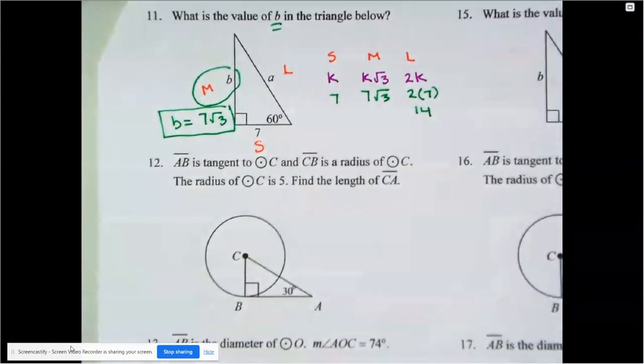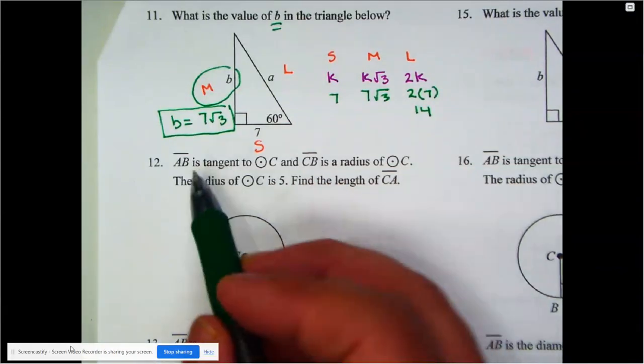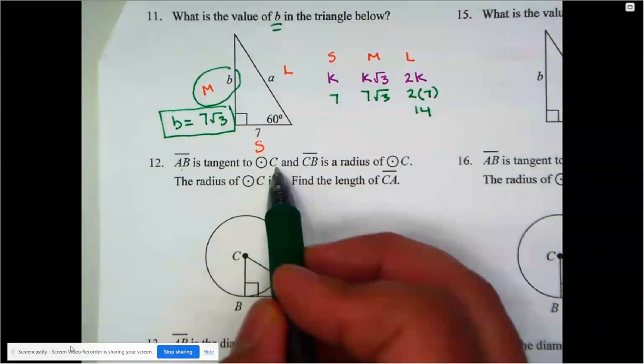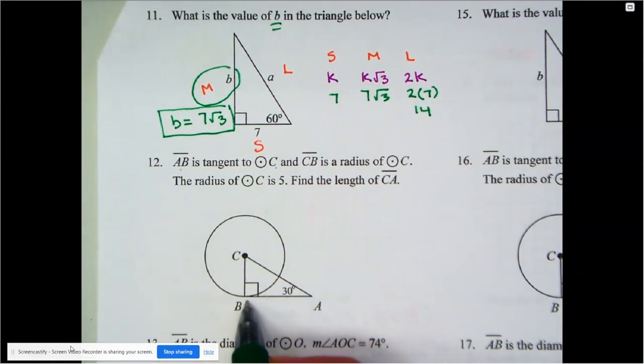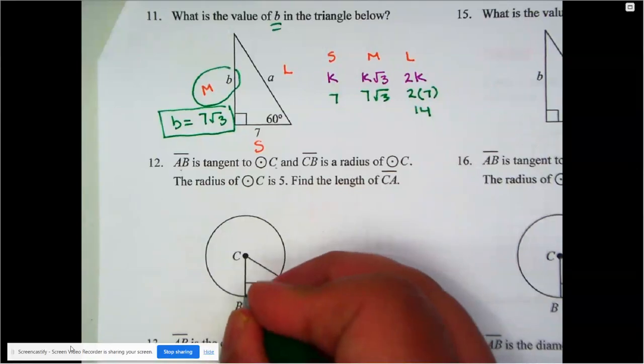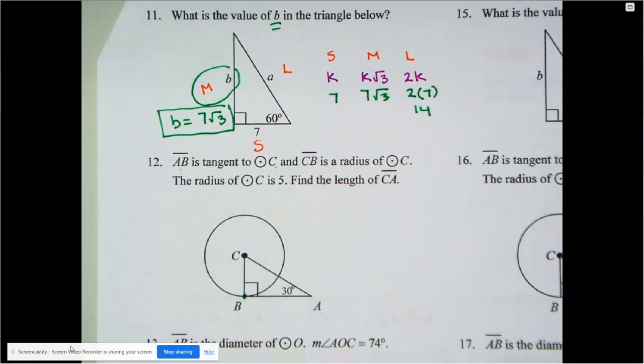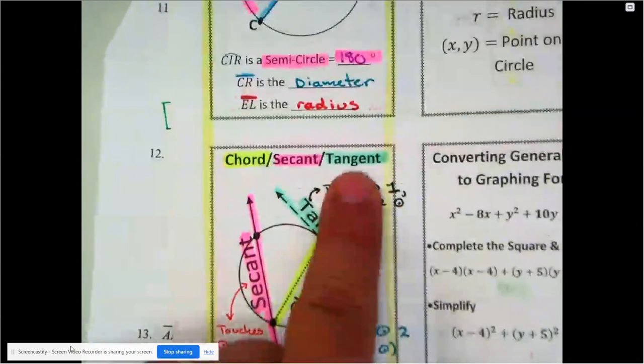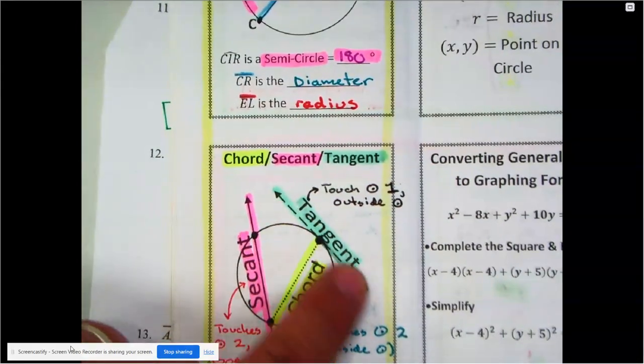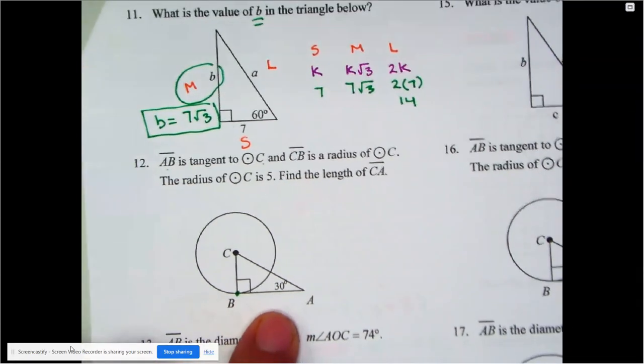All right. So here it looks a lot more complicated. It really isn't, but that's why we have to know our vocab. AB is tangent to circle C. There it is. Look, it's outside the circle. It touches once. That's one of our new vocab words when it comes to a tangent. See, right here. A tangent touches a circle once and is completely outside. So there's my tangent, AB.